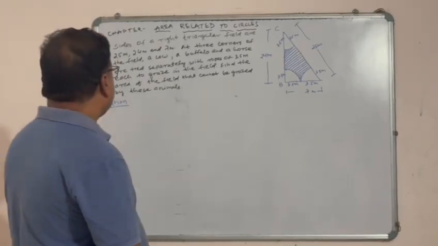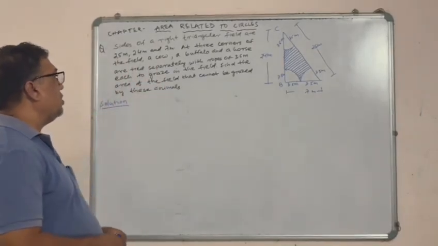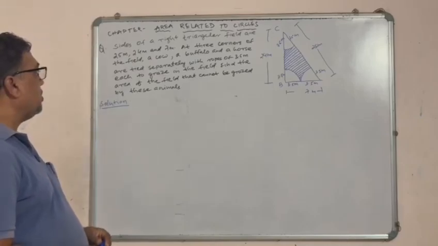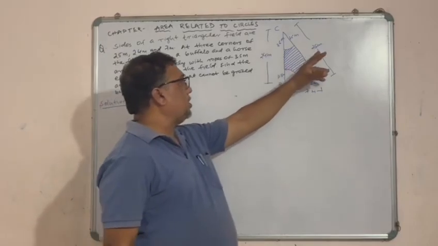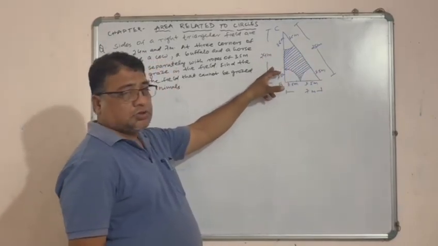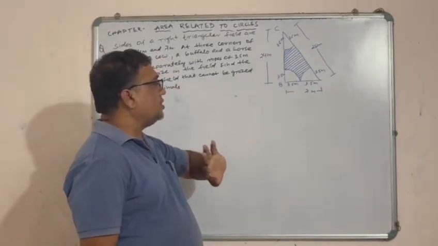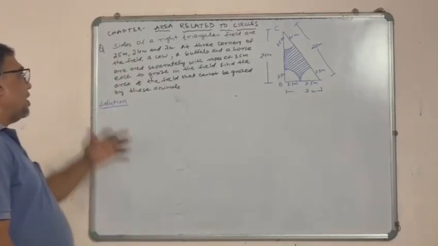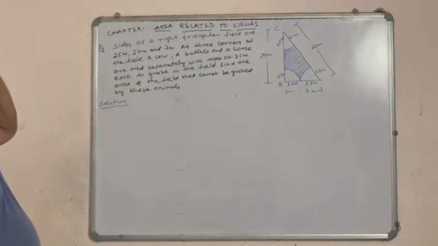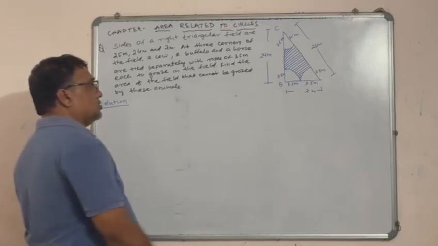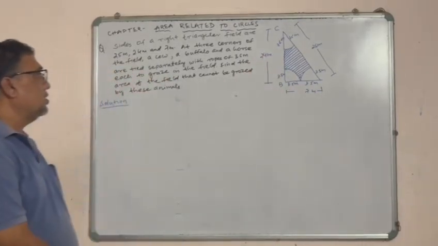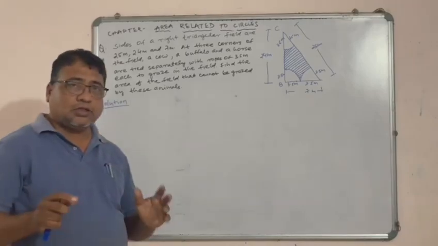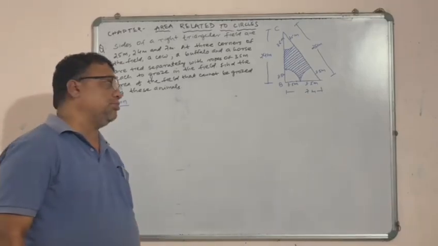In the question given, the sides of a right triangular field are 25 meter, 24 meter and 7 meter. So its hypotenuse is 25 meter, the perpendicular side is 24 meter and the base is 7 meter. At three corners of the field, a cow, a buffalo and a horse are tied, and the length of the rope is 3.5 meter.